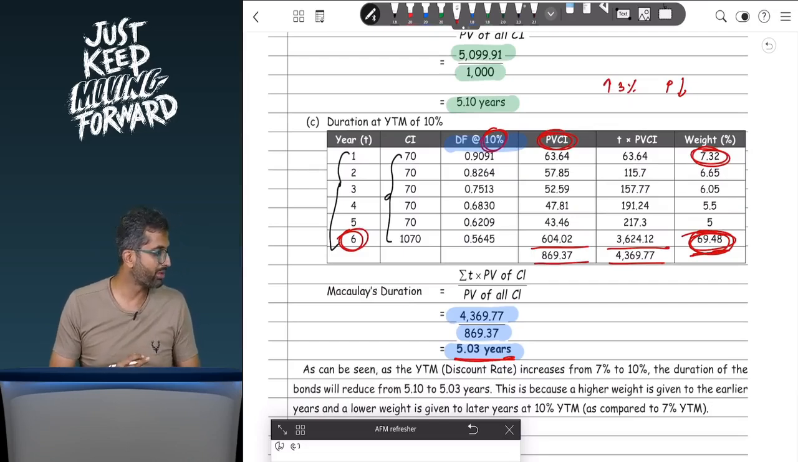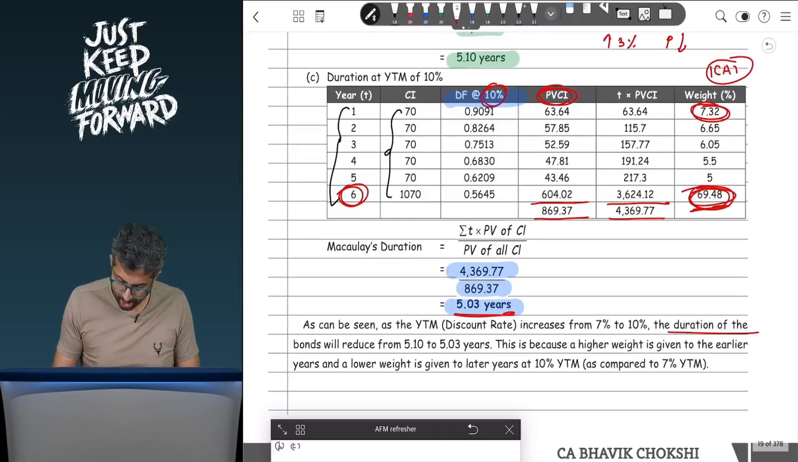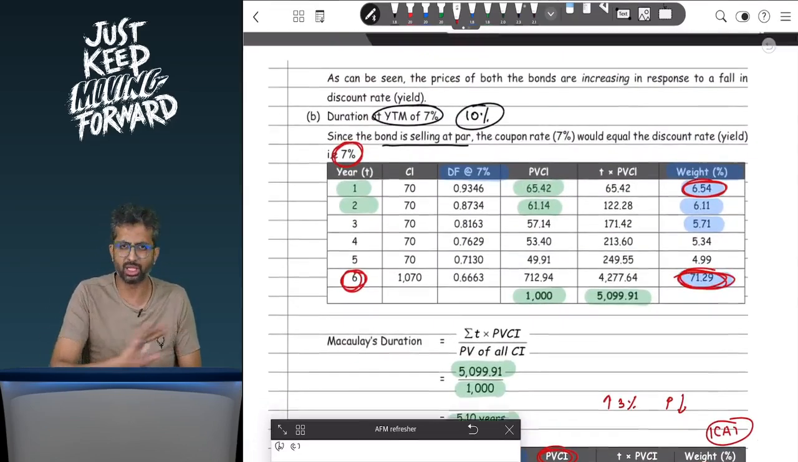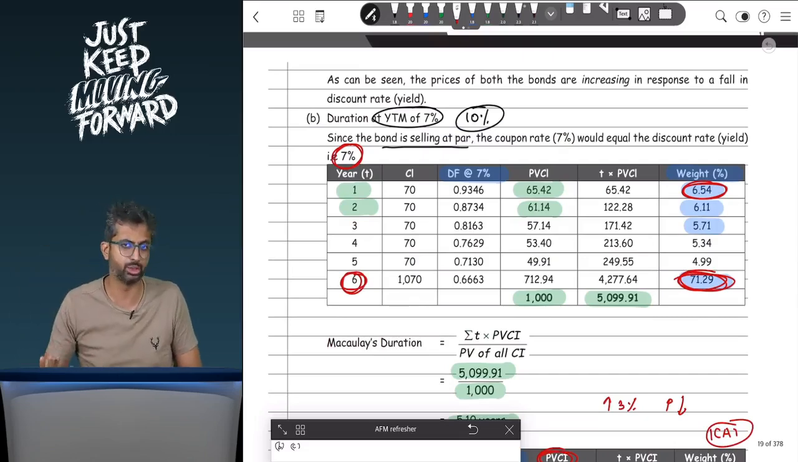Do we need to write the weights too? No. If you see the ICAI printed solution, they have not written the weights, they have just written a single line conclusion that the duration of the bonds will reduce. This is because higher weight is given in the earlier years and lower weight is given to the later years. We want to explain that, and hence we have given the weight column, otherwise the weight column is not even there in the institute solution.